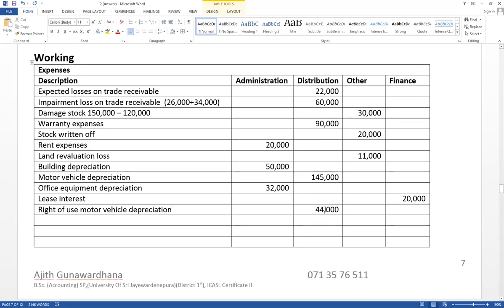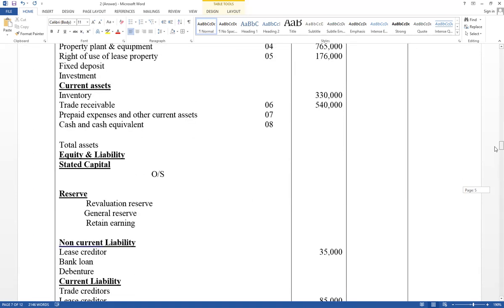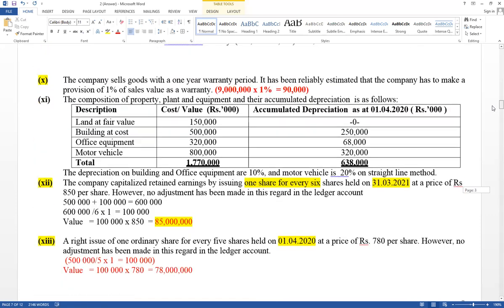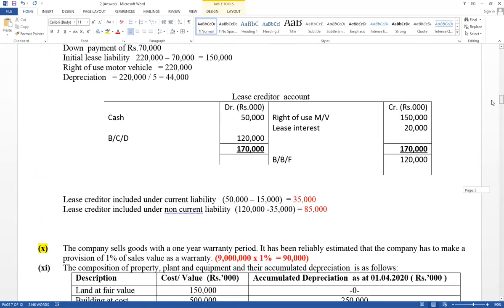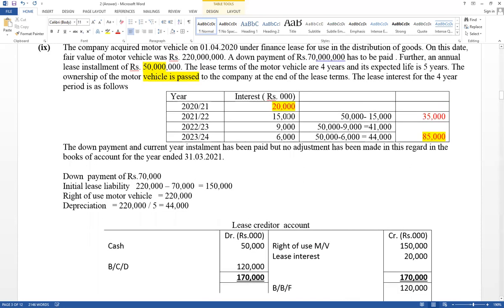Think about lease in adjustment. Asset purchased at the beginning of the year. Right of use assets. Think how to calculate depreciation and how to recognize lease creditor, current and non-current. Then think how to disclose on the financial statement also. Additional information it has given. No adjustment has been recorded. Lease creditor can be recognized without preparing a ledger account.